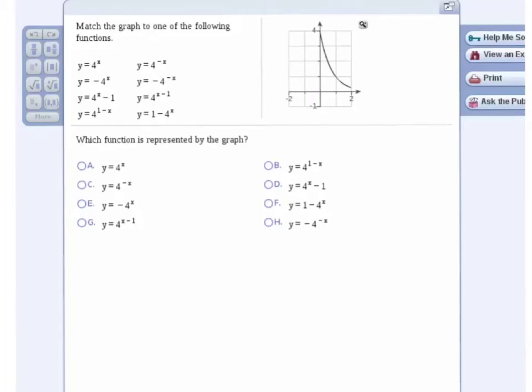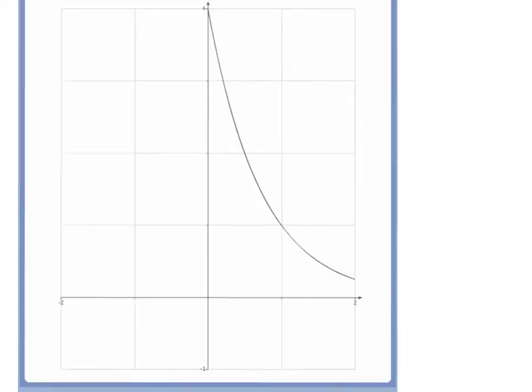So in this problem, we have a graph, and we will need to match it to the correct function. So we have to take a close look at our graph. Here's the graph they gave us, and I've maximized it so we can see it better. What I want to know is, how does that compare to the exponential function 4 to the x? If it's exactly the same, of course that's the one we'll pick.